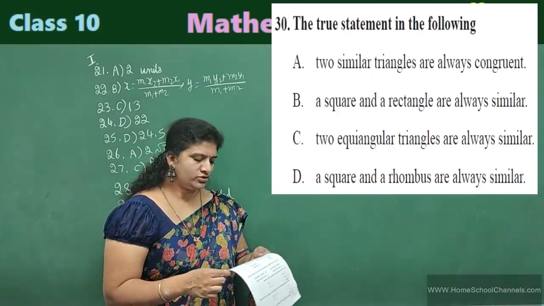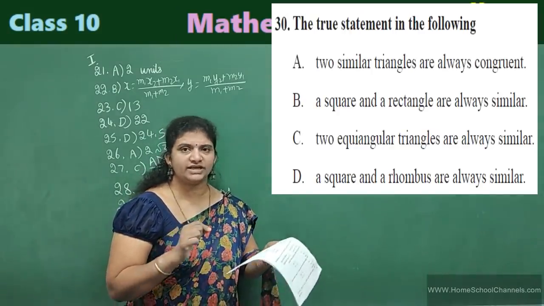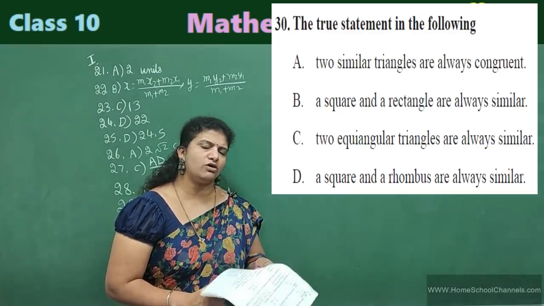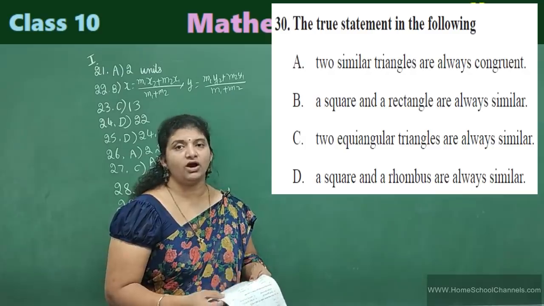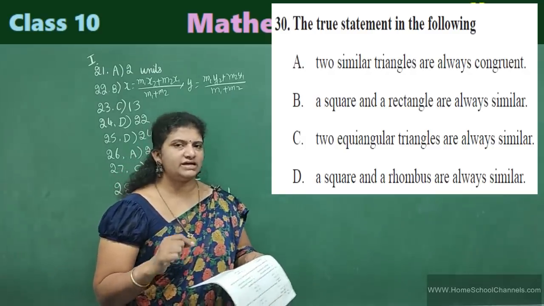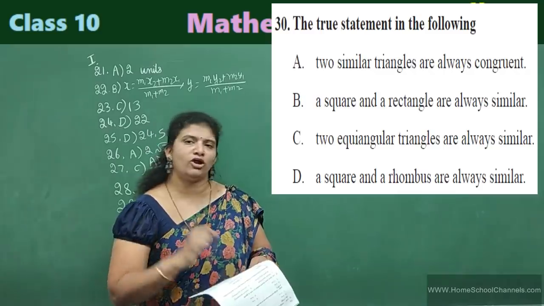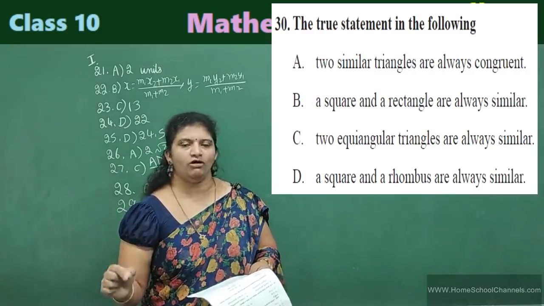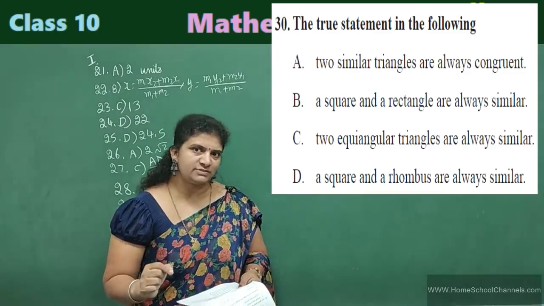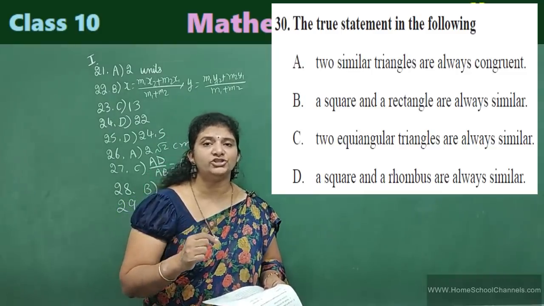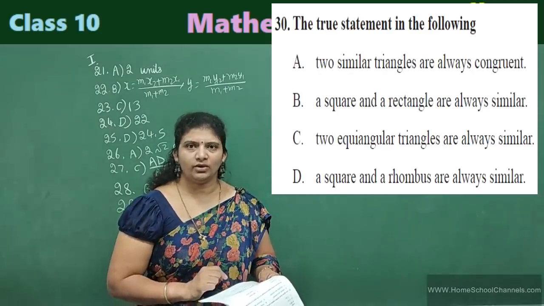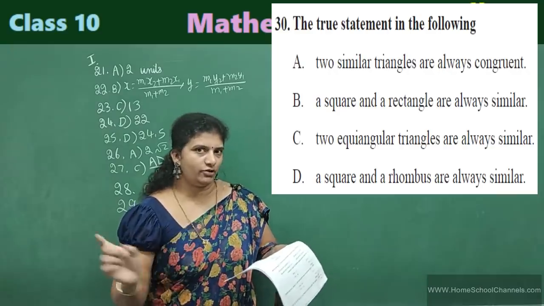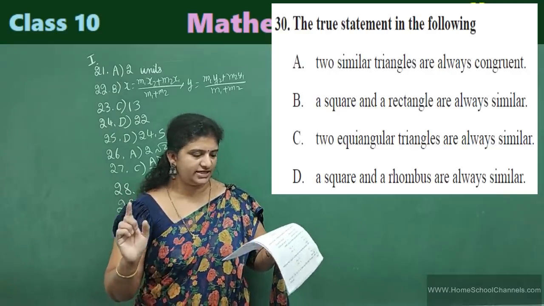30th one, the true statement in the following. Which is a true statement we need to identify? Option A, two similar triangles are always congruent. No, we may not accept. Always we cannot say. Maybe sometimes congruent and sometimes may not be congruent. What is the rule, children? For similar triangles, their corresponding angles must be equal, or the corresponding ratios must be in proportion. Okay, sometimes maybe, may not be. So therefore, always they won't be congruent. This option is a wrong statement.